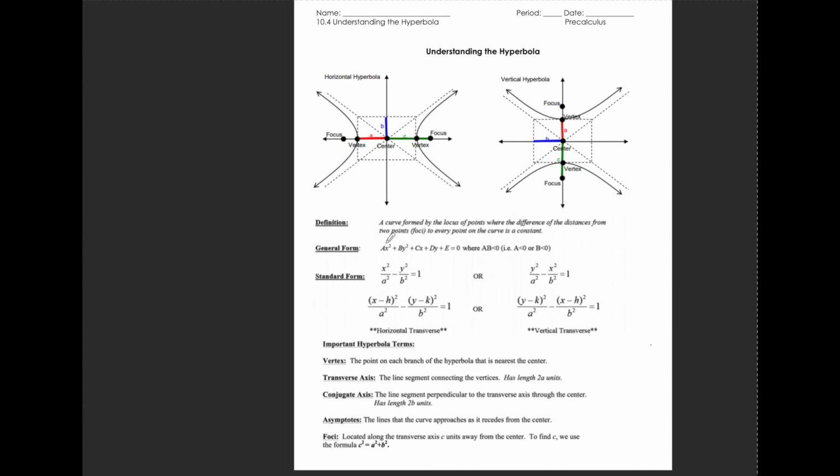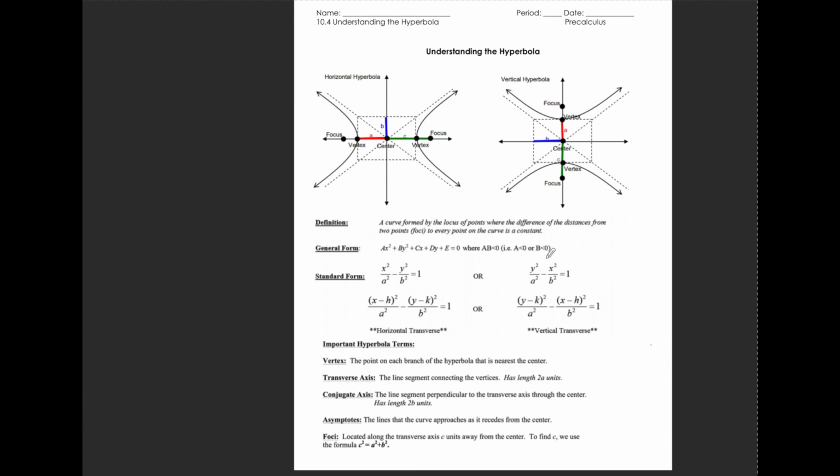So, that's ax squared plus by squared plus cx plus dy plus e equals 0. This is our standard form, and it's similar to the standard form of an ellipse. The only difference being that rather than being a plus sign between these two terms, there's a minus sign instead.